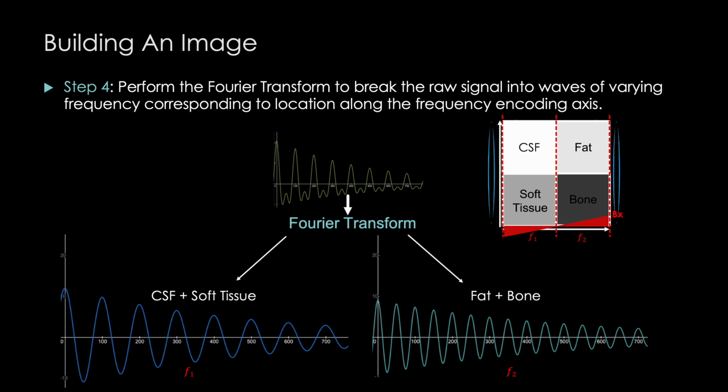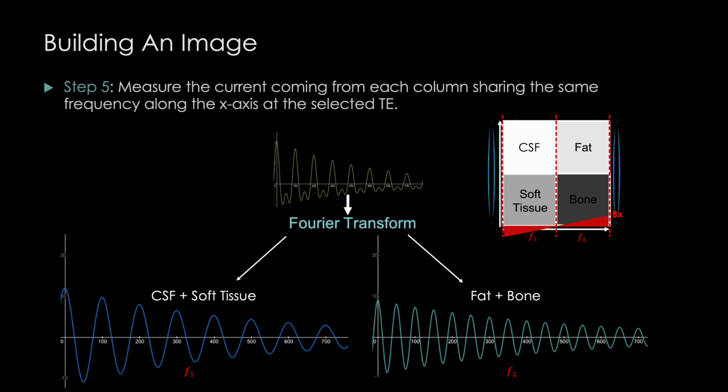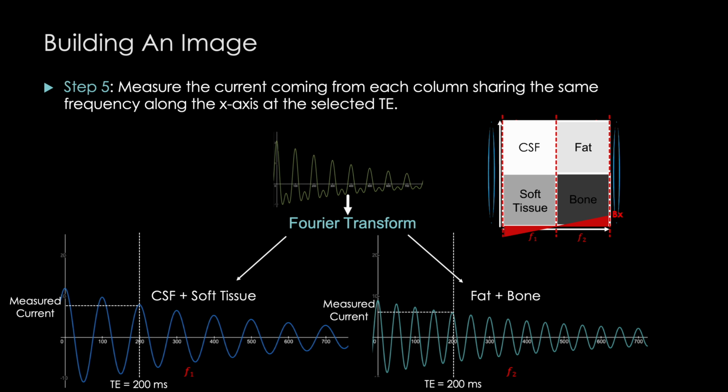The Fourier transform is used to identify the frequencies that make up this raw signal. In this case, the columns within our slice will each have their own frequency. As you can see here, the CSF and soft tissue voxels share the same frequency, as do the fat and bone voxels, albeit a different, higher one, because our gradient goes from low to high across the slice. But this isn't enough to localize the signal. We need to pick a time point with which to compare these two waves and record their current at this time point.